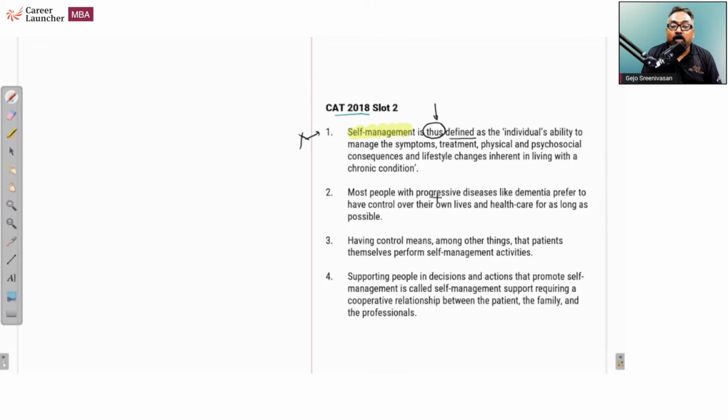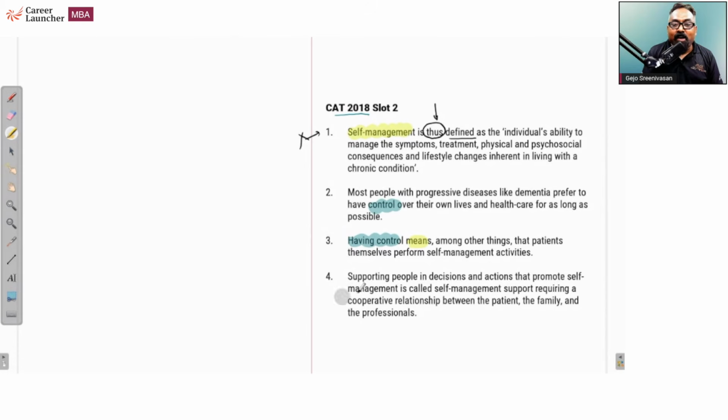Most people with progressive diseases like dementia prefer to have control over their own lives and healthcare for as long as possible. Having control means, we have an echo. We have an echo, ladies and gentlemen. Having control means, that is getting explained. So why they have to have control over the lives? What does control mean? Among other things, that patients themselves perform self-management activities.